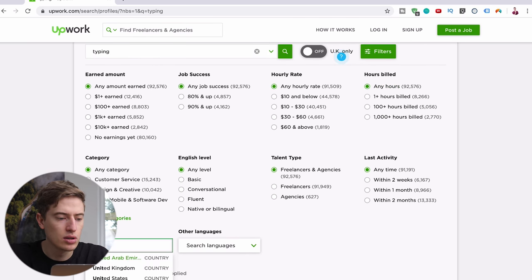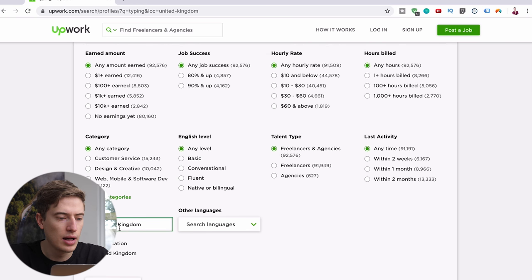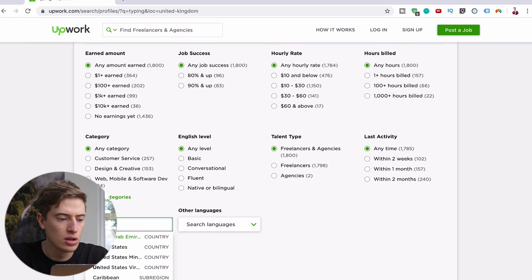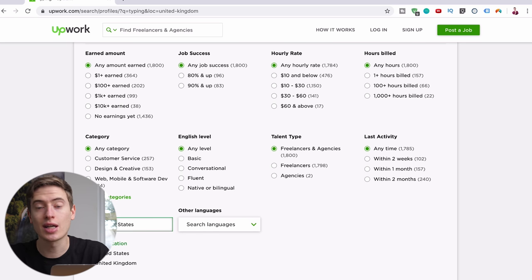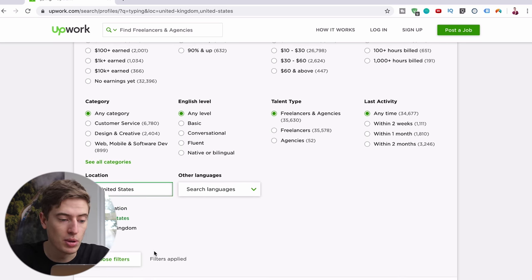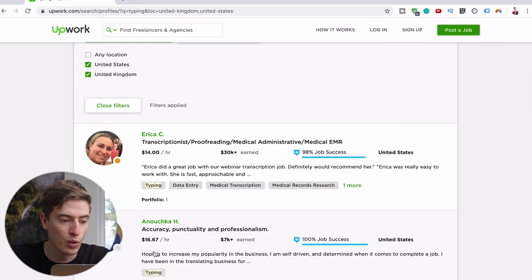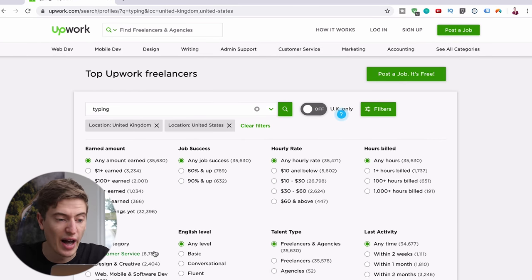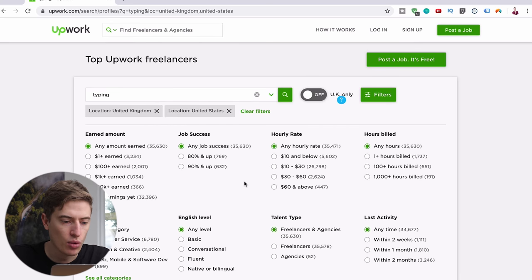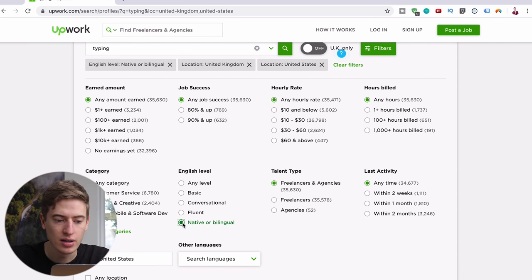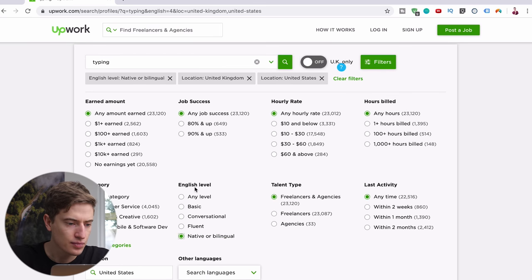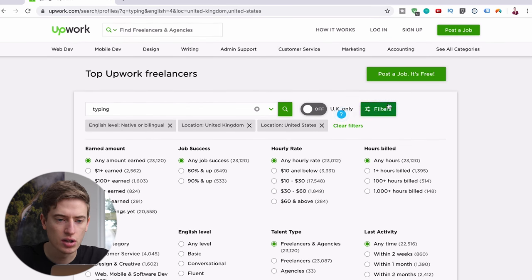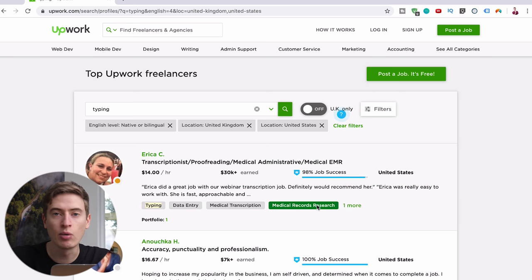location, United Kingdom. And let's do another location, United States, because obviously United Kingdom and United States will be able to charge a bit more, as you can see here, 14, 16, rather than 4 and 5. Okay, and what other filters? So, we're going to say your English is native, because I assume if you're from this country, you've probably got native English. And you can just hide the filters, and let's have a look at what people are charging.